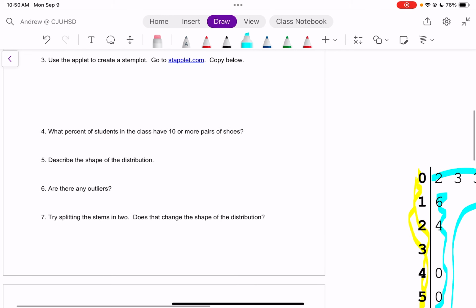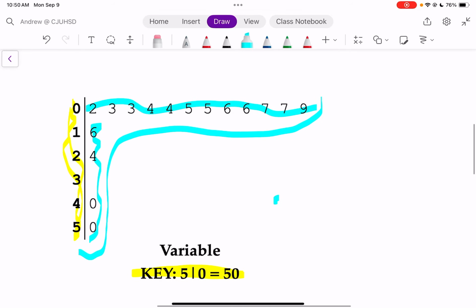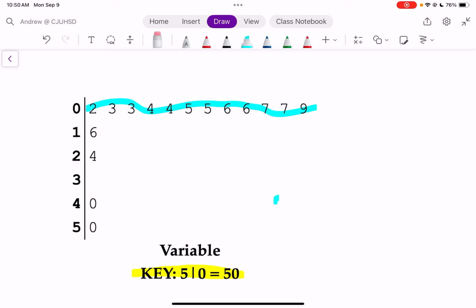What percent of the students in the class have 10 or more pairs of shoes? There were 16 numbers that are here represented in the table. And the number that are 10 or more is, there's actually just 4 of them. Here's the 4. So 4 out of 16, 25% were more than 10 shoes.